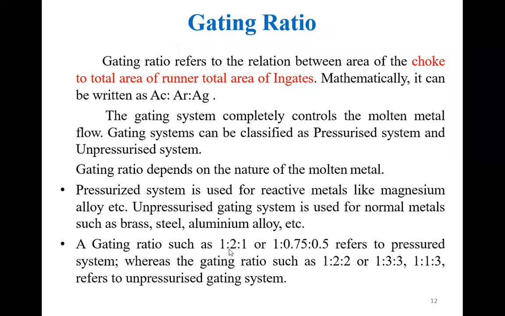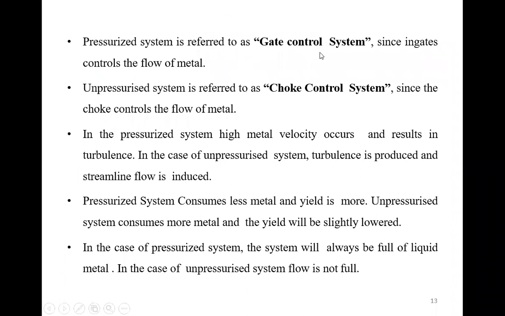In a pressurized system, it is arranged in such a manner that control is totally over the in-gate. It is arranged 1:2:1, so the size of the in-gate must be very low compared to the other parts. Whereas in the unpressurized system, it is totally controlled by the choke area. It is 1:2:2 or 1:3:3 or 1:1:3. So the pressurized system is referred to as a gate control system and the unpressurized as a choke control system.